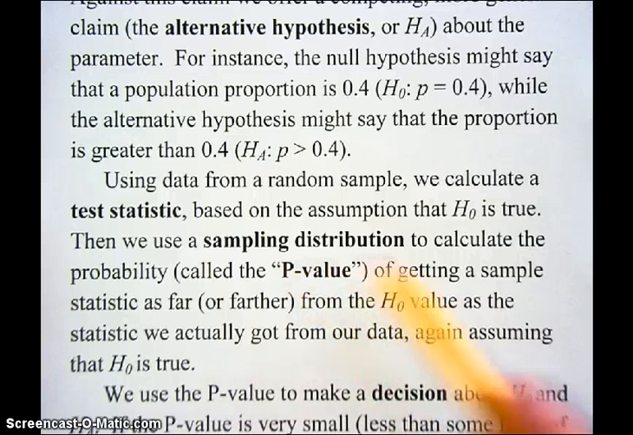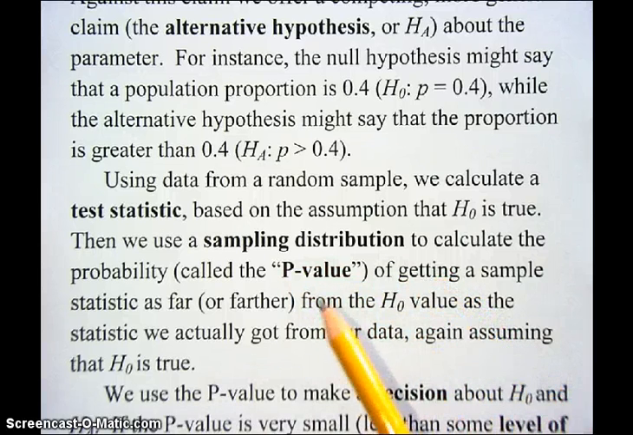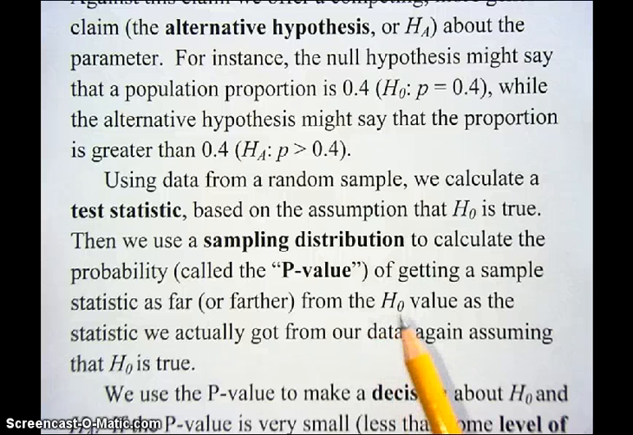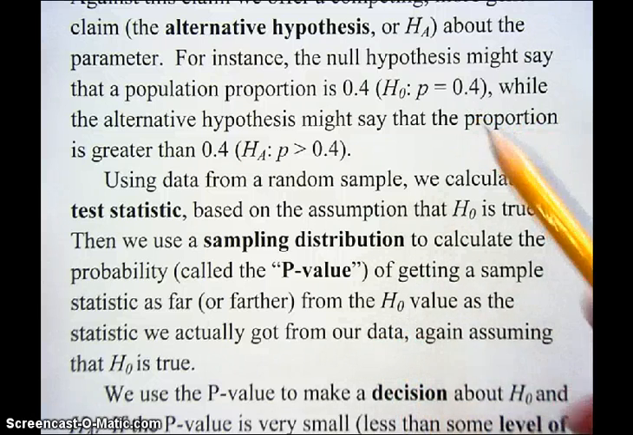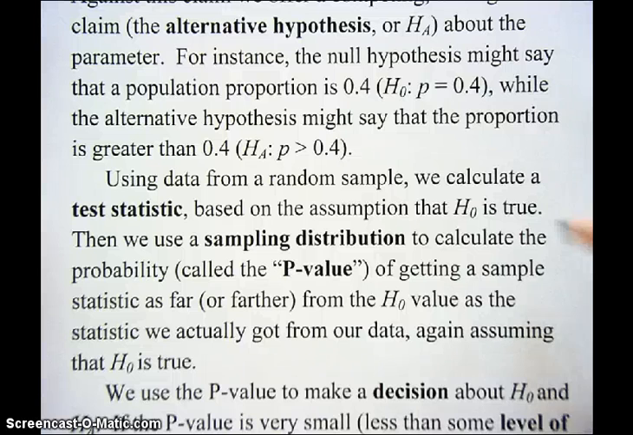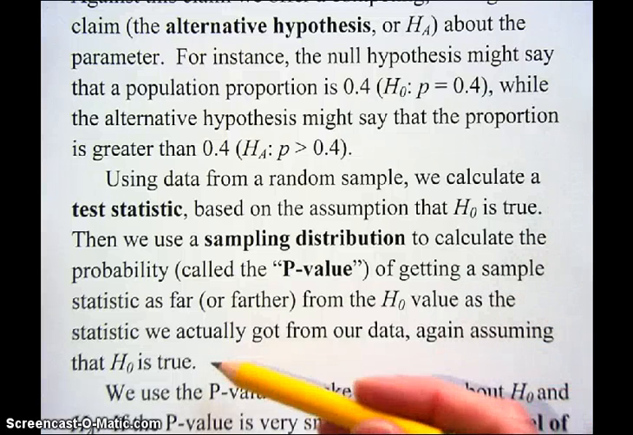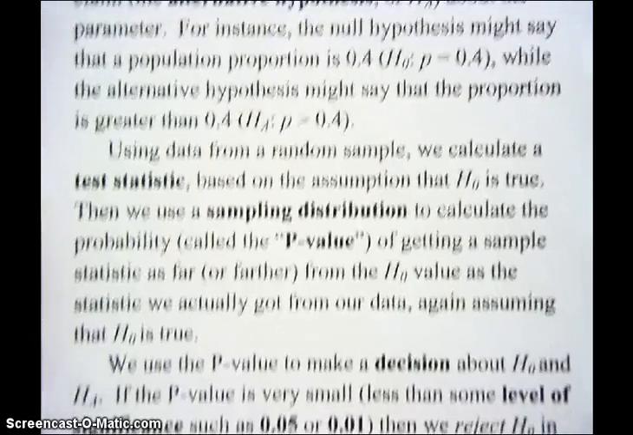Then we take a sampling distribution from that statistic and we calculate a probability called a p-value that we would get a sample statistic as far or farther from the H0 value, in this case it would be 0.4, as the statistic we actually got from our data, again assuming that H0 is true. So that assumption that the null hypothesis is true is the working assumption that we carry through the whole process.